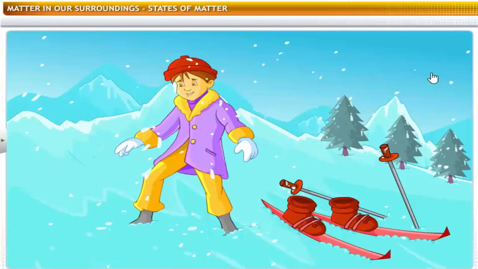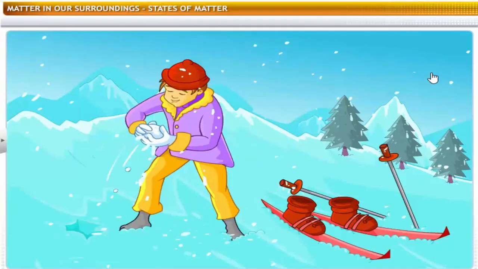Ice is solid. Solids have definite shapes and volumes.